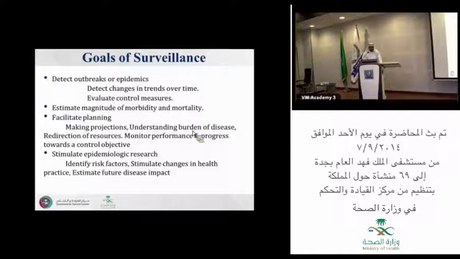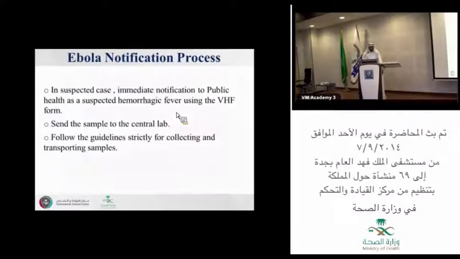The goals of surveillance in infectious disease are mainly to detect outbreaks and epidemics, estimate the magnitude, mainly the mortality and morbidity of a disease, help to facilitate planning for the next action to be taken for such an epidemic or outbreak, and stimulate research to determine the outcomes and the risk factors, so as to prevent other epidemics later on.